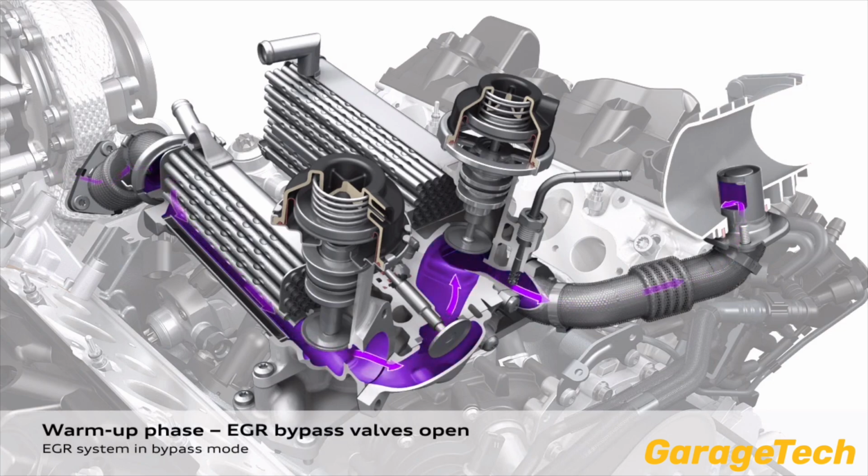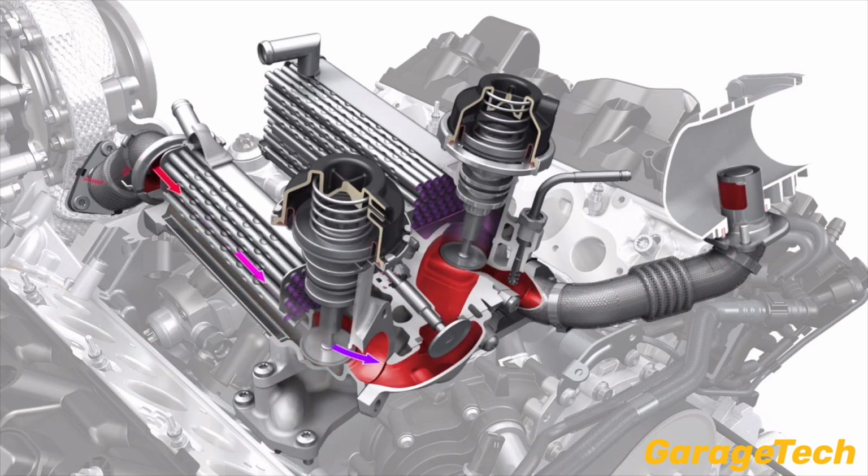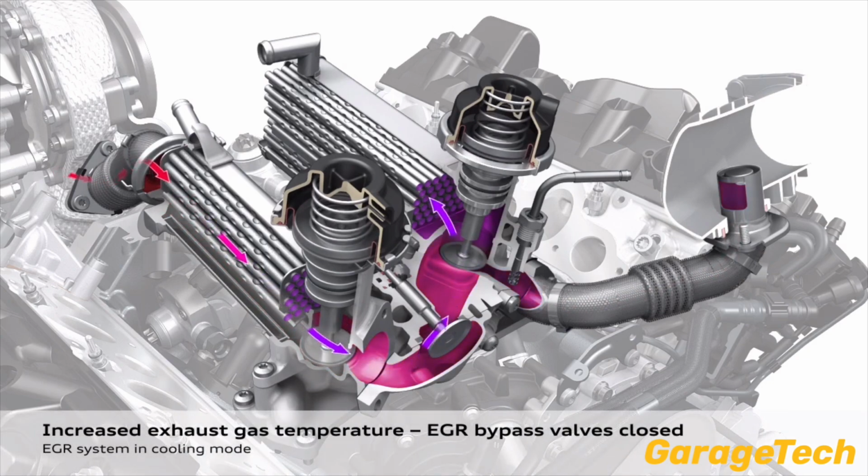So to sum it up, exhaust gas recirculation is a critical technology for reducing NOx emissions in internal combustion engines. By understanding its design principle, operation, and common faults, I'm sure we can appreciate the complexity and importance of the EGR system in modern engines.